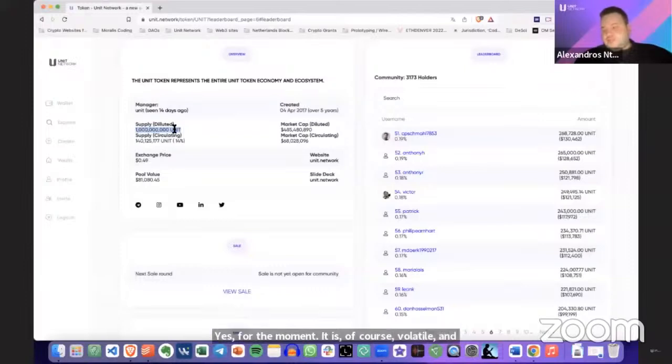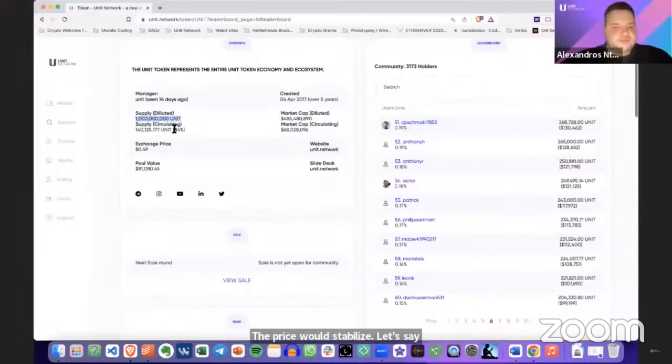But the idea is, of course, that as more people immigrate from the old system to the newer system, the price would go up until all the money in the world has immigrated there, and then the price would stabilize, let's say. That's more or less it.